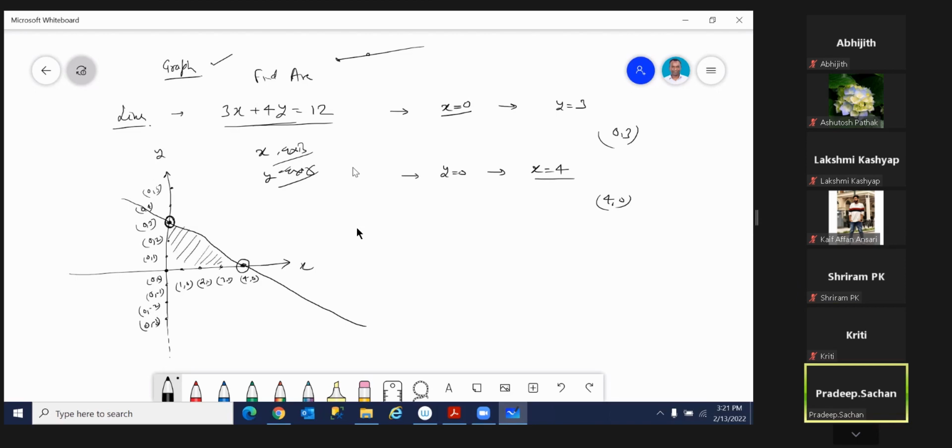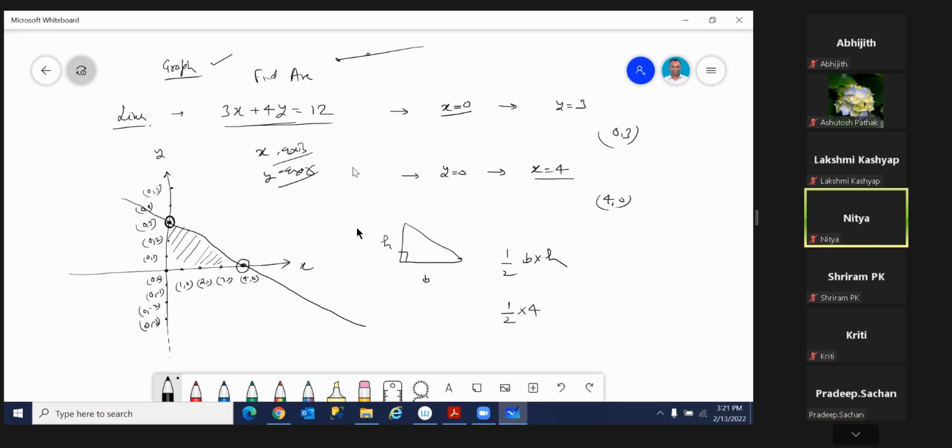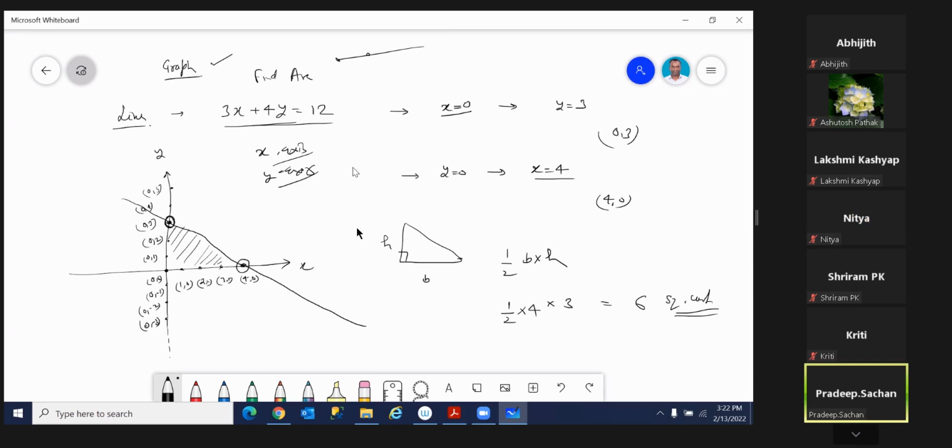Line, x-axis, y-axis. So this is a right angle triangle, you know. And in a right angle triangle, we know area will be half base into height. So what is my base here in our example? Can you tell me? Base is 4 unit, right? Yes, sir. And height 3 unit. So your area will become 6 square unit. 6 unit square or 6 square centimeter, 6 square millimeter, whatever.